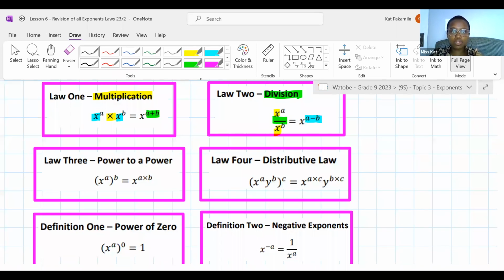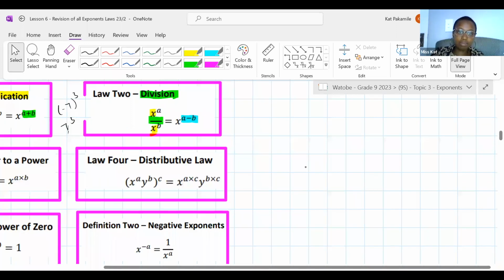Afternoon, ma'am. I'd like to ask, does 7 and negative 7 count as the same base? No. They can't count as the same base, okay? Because look at what happens. Let's use negative 7. So we have a negative 7 cubed and a 7 cubed. Let me go to the side to show you why they're not the same base.